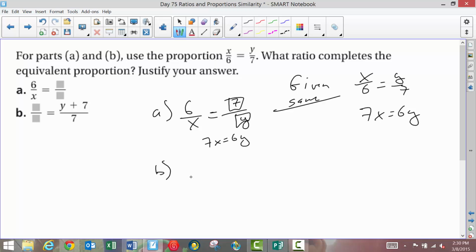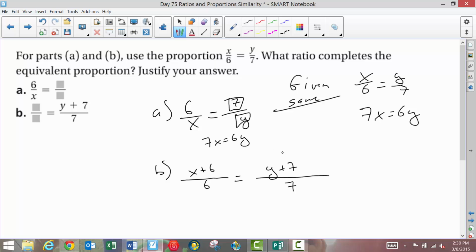Apply the same concept to B. So I have y plus 7 over 7. So in this case, when I do the cross products, I still have to end up with 7x equals 6y. So this is x plus 6 over 6.